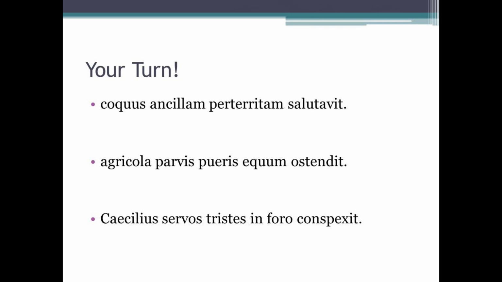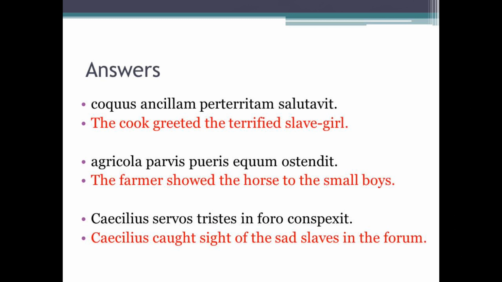Now I would like you to have a go to test your understanding. So pause the video and have a go at translating these 3 sentences. Now let's go through the answers.